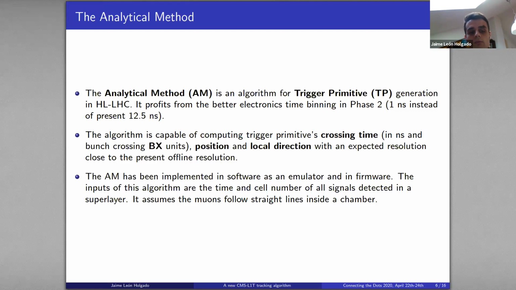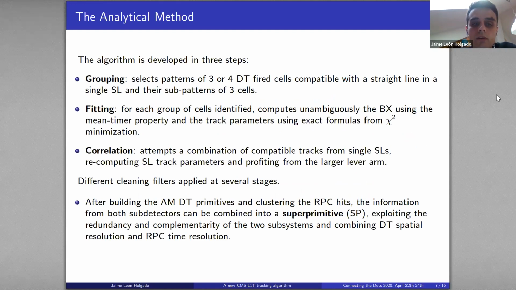The algorithm is implemented both in software as an emulator and also in firmware. The inputs of this algorithm are the time and the cell number of all the signals that are detected in a single superlayer, or the 2 superlayers in a different way. It also assumes that the muons follow straight paths inside the chambers. The algorithm is developed in 3 steps.